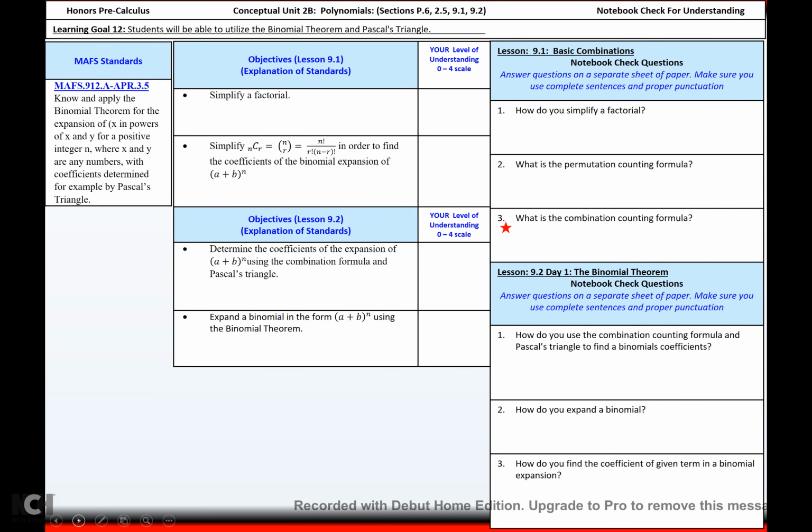Alright, so what is the combination counting formula? That's when you have nCr, which is n factorial over r factorial times n minus r factorial. Again, order matters on permutations. Order does not matter on combinations.